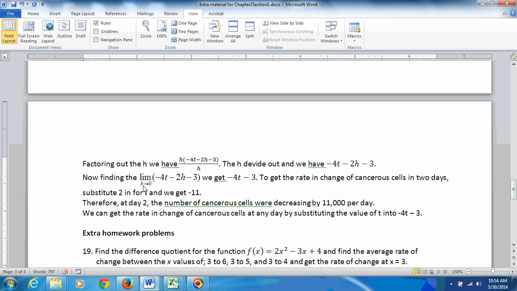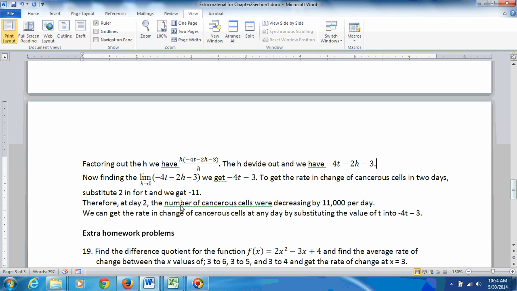Now it says we need to find the limit as h approaches 0 to get the slope of the tangent line. So if you let h equal 0, that cancels that bit out, and all you have is minus 4t minus 3. Minus 4t minus 3. Now, we want to get the rate of change in cancerous cells in 2 days. So just substitute the 2 in for t. If we do that, 2 times negative 4 is negative 8, and negative 8 minus 3 is negative 11.